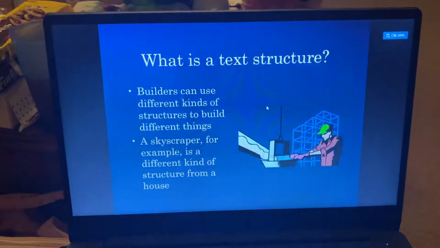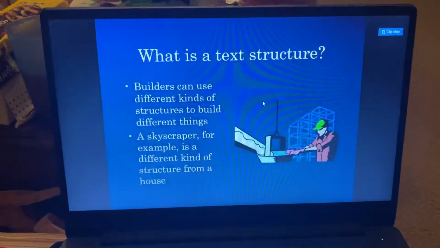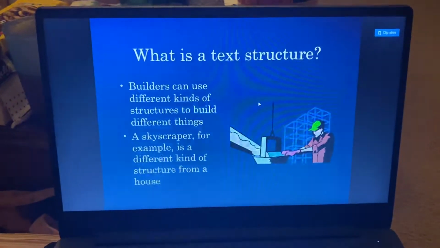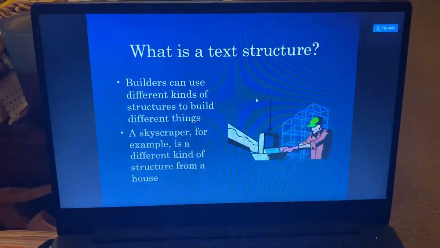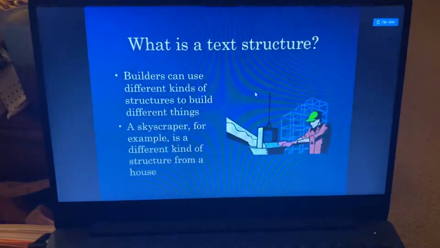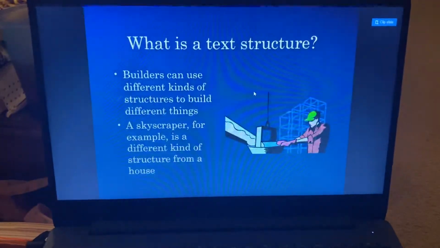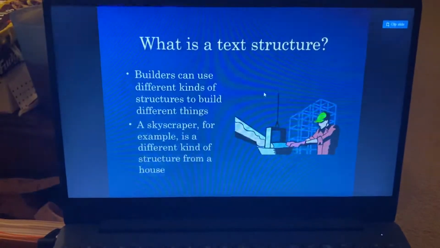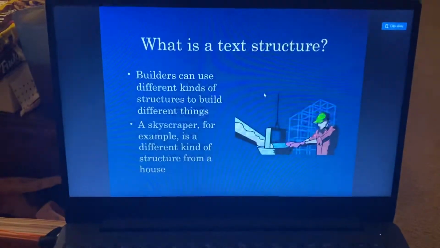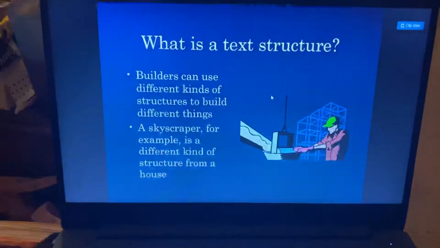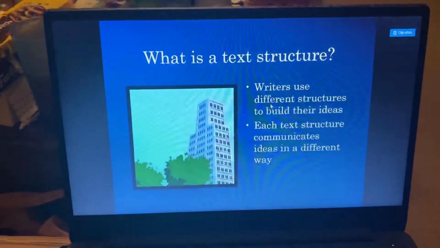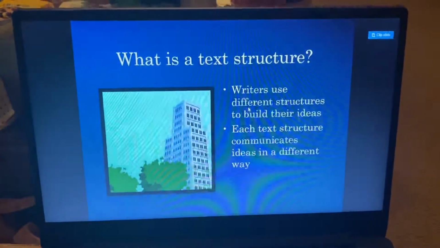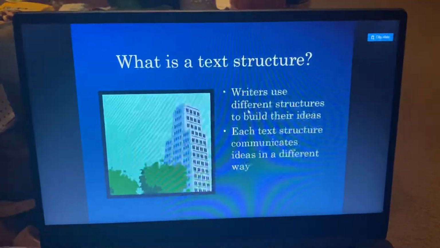Builders can use different kinds of structures to build different kinds of things to meet the needs of what the construction people need, such as a skyscraper is different from a house, or a house is different from a barn, or a school is different from a mall. Writers use different text structures to build their ideas, and each text structure communicates ideas in a different way.